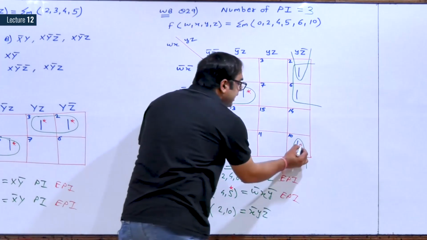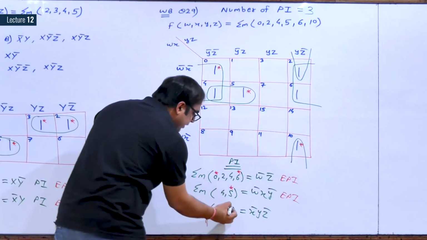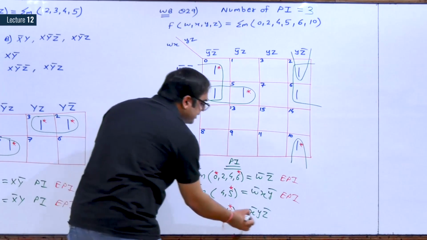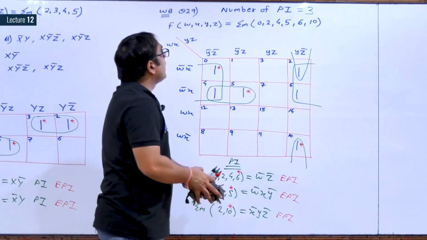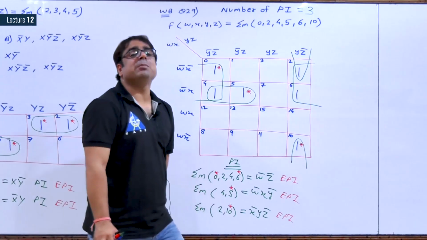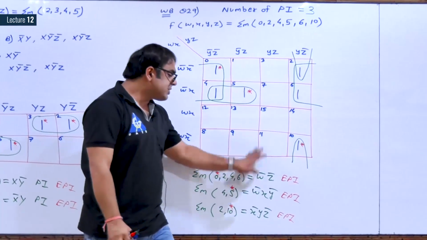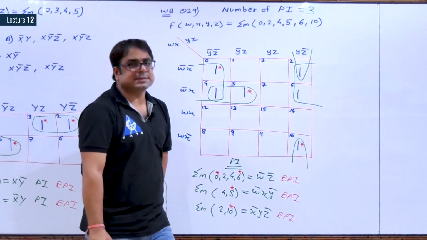Now this 10 also has one option. Because of this 10, this is also an essential prime implicant. So the number of essential prime implicants is also 3. The lists of PI and EPI are the same.